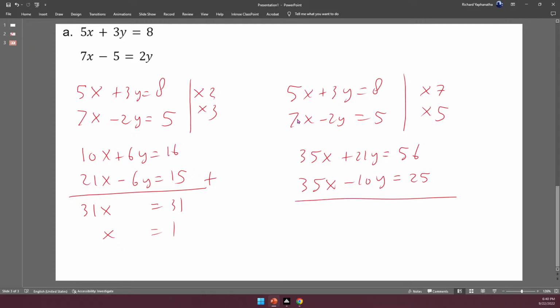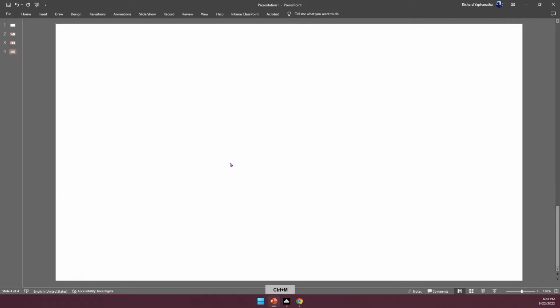Now here, when we look at the x, it has the same sign. That's why we want to subtract. So it will cancel the x. Here we will have 31y. Why 31? Because we have 21 minus minus 10. That's why it will be 31y equal to 31, so the y is also 1. As the final answer, x equals 1, y equals 1, or you can leave it as 1, 1. And that is the second method. And then let's go to the last method.